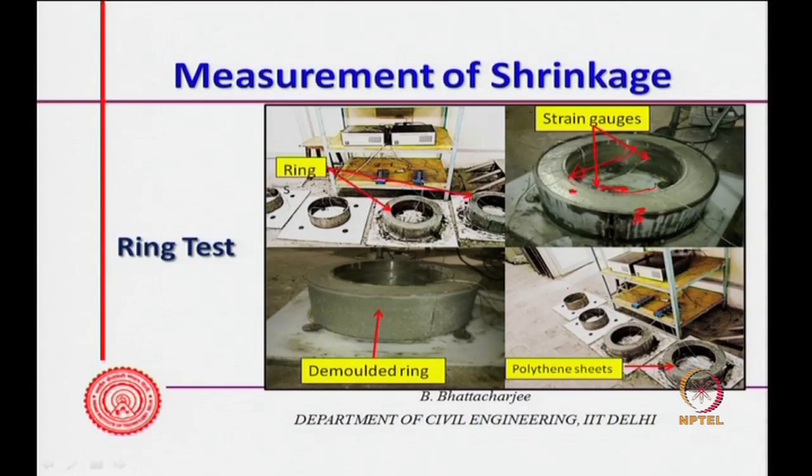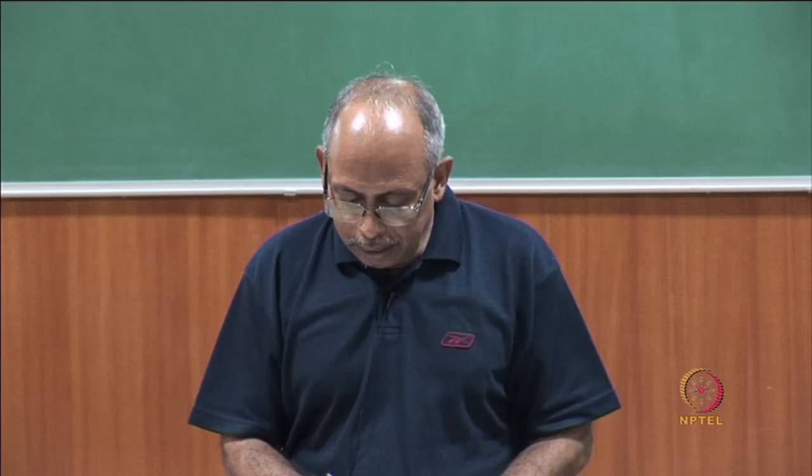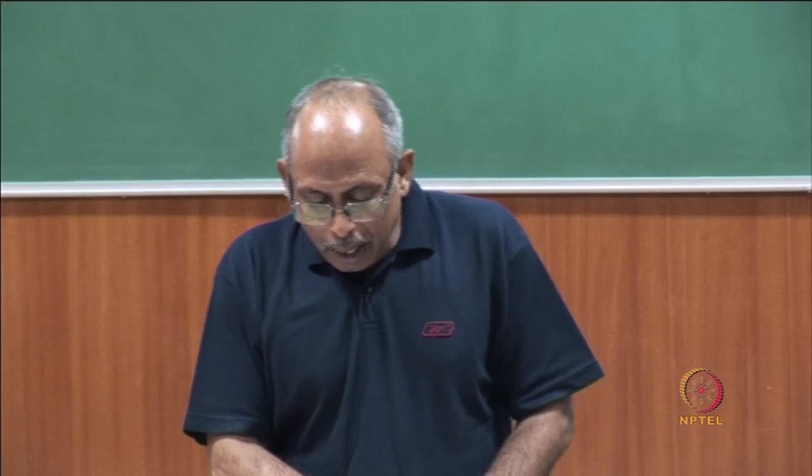If you have autogeneous shrinkage, it means you have covered it with polythene, so no moisture loss should be there. But if you allow it to dry in a given environment, then you can find out the time required for cracking. So, this is an STM test, and that is how we measure.